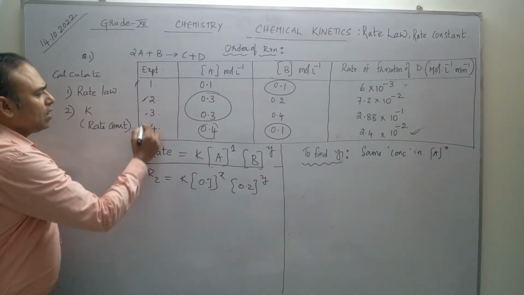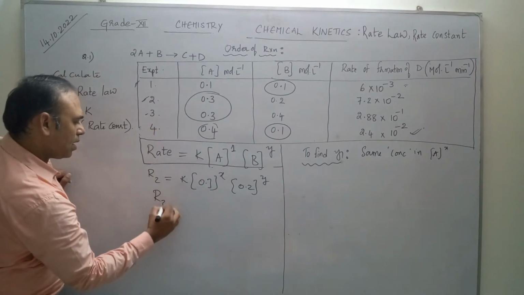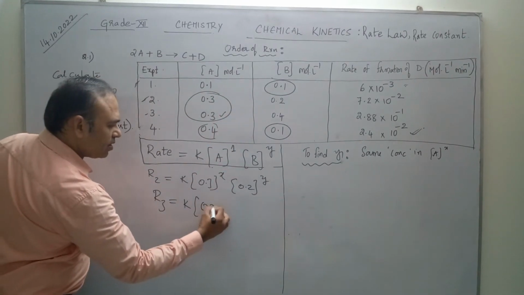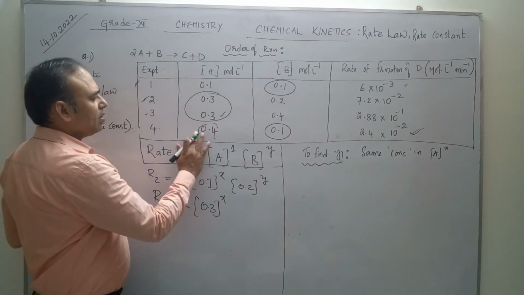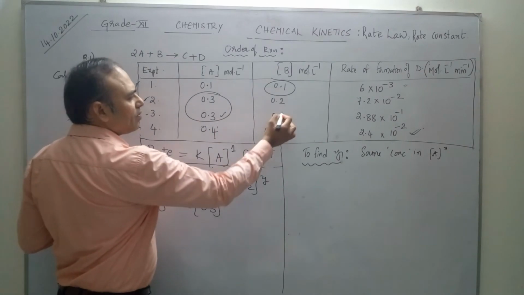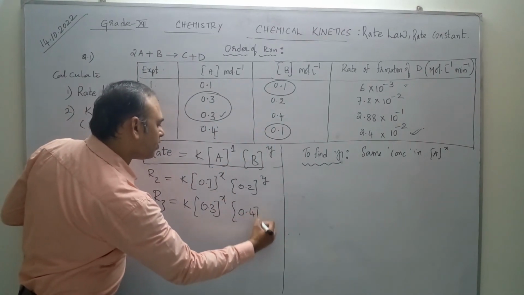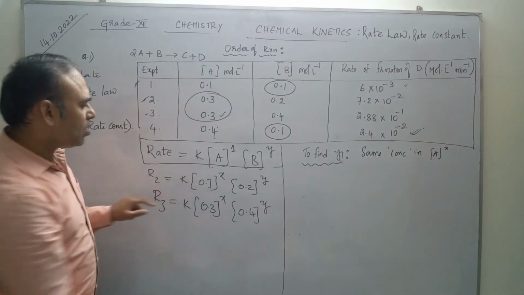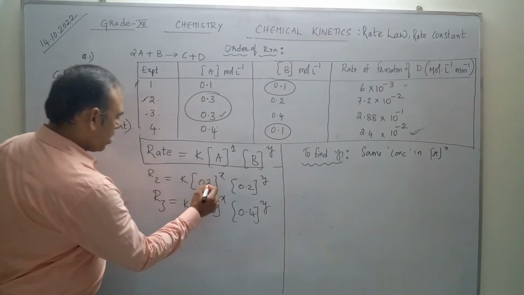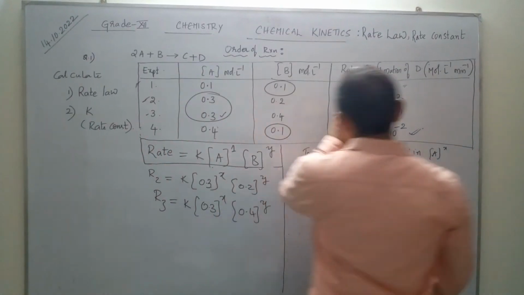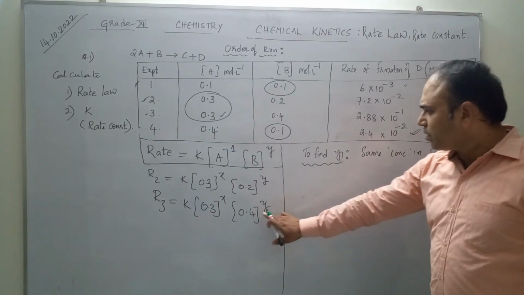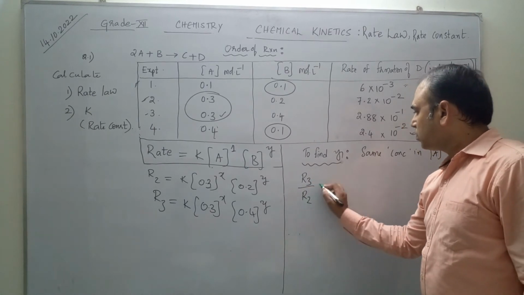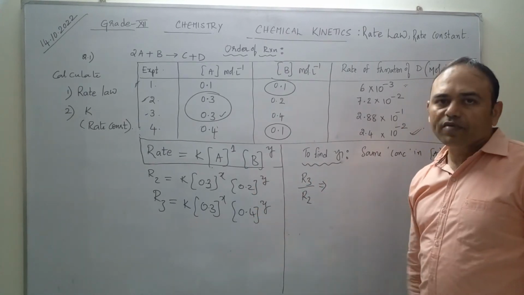I have taken 2. Next R3. R3 is equal to K into 0.3 to the power of X, and then here you have 0.4 to the power of Y. Hope you have understood this. Same concentration will be cancelled out. That is why we have taken R2 and R3. Now we can equate that. So 4 we can take as numerator and write R3 by R2. Very simple, because 4 by 2 we will get 2 there.